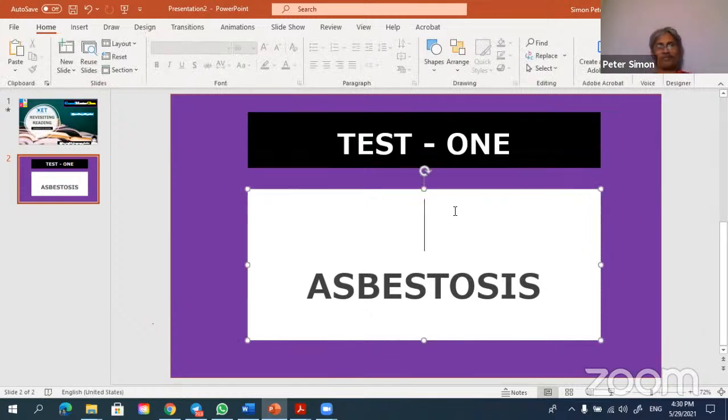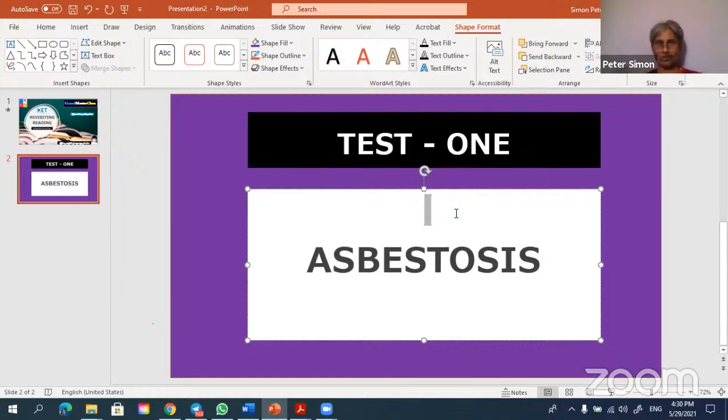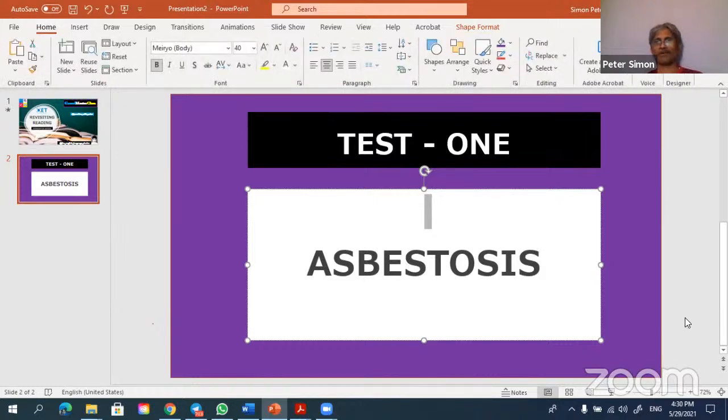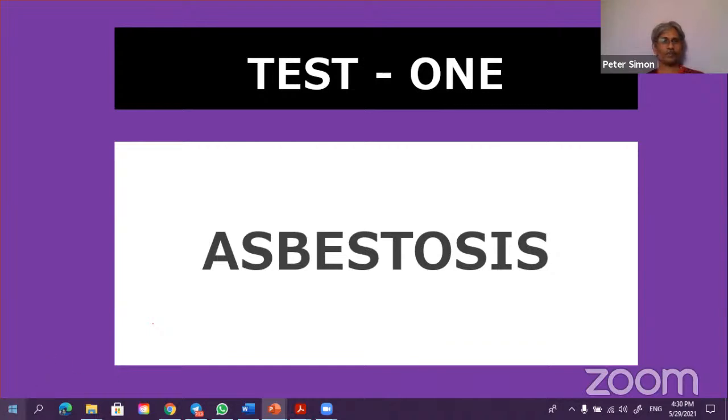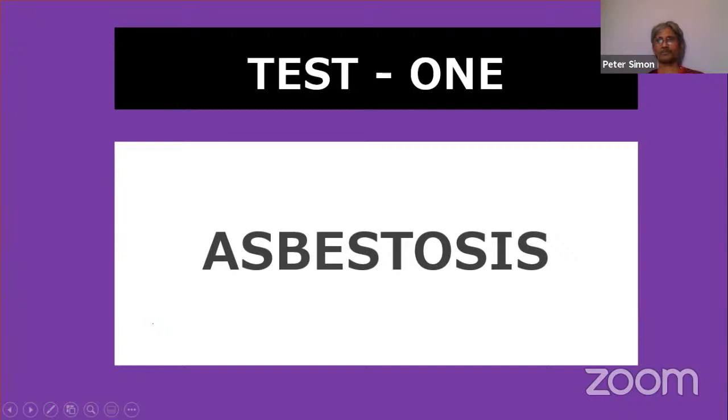So here we have the topic for the day, asbestosis. So we are going to deal with two topics. Number one is asbestosis.